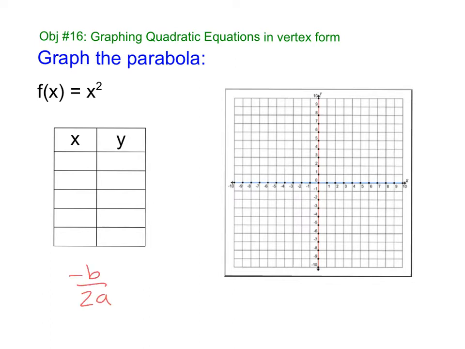-b/2a. Well, there is no b value, so it's -0/2 times 1. So 0, -1, 1, -2, 2. This is pretty basic. When I plug in, I get 4, 1, 0, 1, 4. So -2, 4, -1, 1, 0, 0, 1, 1.